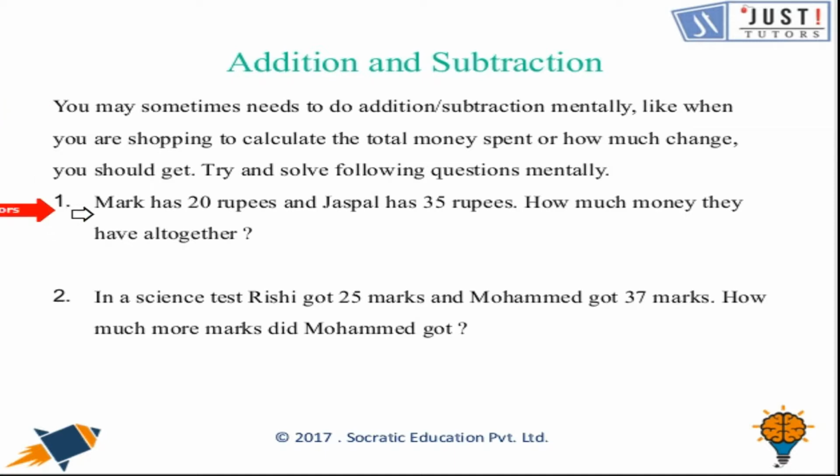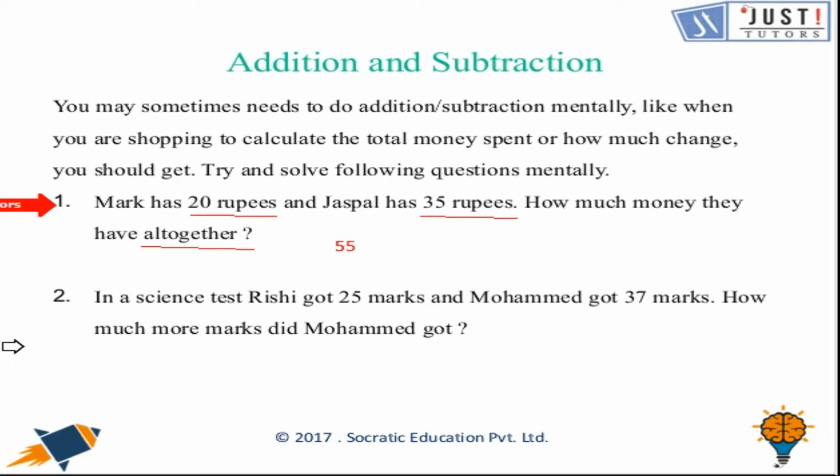Let's try question 1 here. Mark has 20 rupees and Jaspal has 35 rupees. How much money do they have all together? First we'll underline the key information, that is 20 rupees and 35 rupees. Now we have the keyword here, all together. That means we have to do addition. Now we do 35 add 25. What is 35 add 25? That gives you 55 rupees.